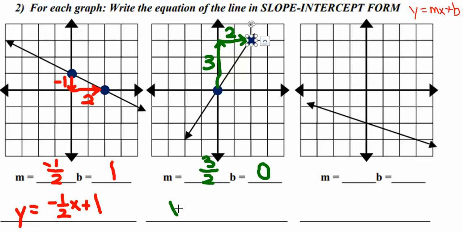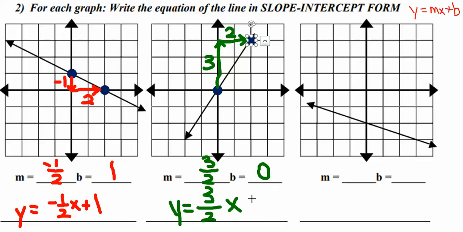Now for the formula, let's plug in the numbers. Y equals 3 over 2 x. Now right here you could put plus 0, but remember that adding 0 is the identity, so it doesn't do anything. Adding 0 does not change the value. So a lot of times mathematicians just leave that off because, again, it doesn't do anything.